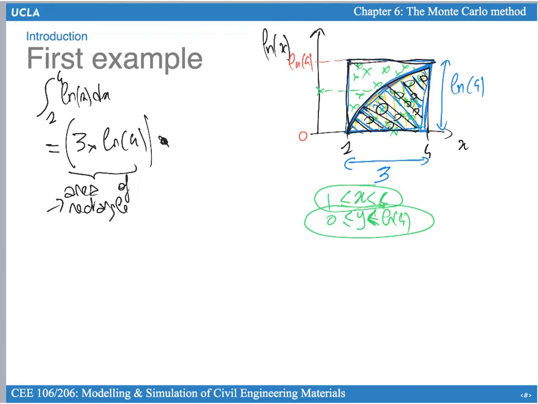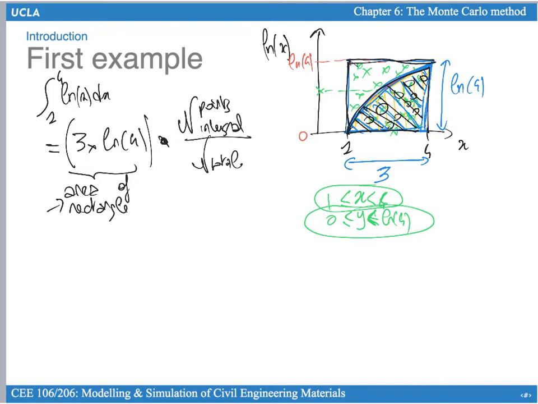So if we want to calculate the area of this curve, the integral, we take the value of the area of the rectangle and we multiply it by the fraction that this area is occupying with respect to the total area of the rectangle. And the fraction of this area is the fraction of the points that belong to this area. So we multiply by the number of points that belong to the integral, and we divide it by the total number of points that we generated.